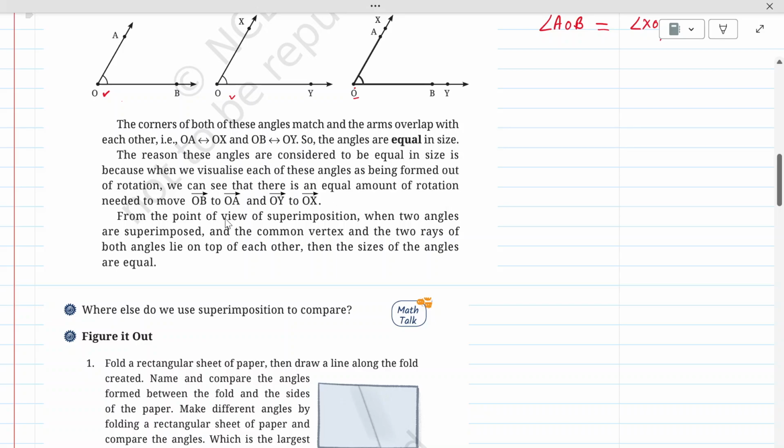Now, from the point of view of superimposition, when two angles are superimposed and the common vertex and the two rays of both the angles lie on top of each other, the sizes of the angles are equal.